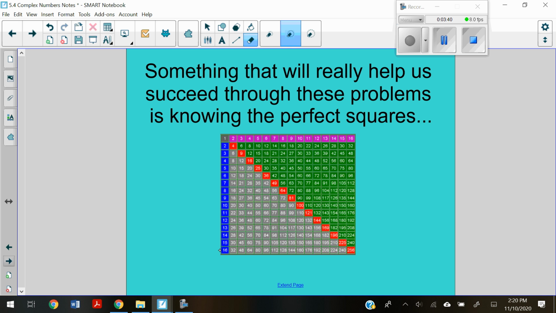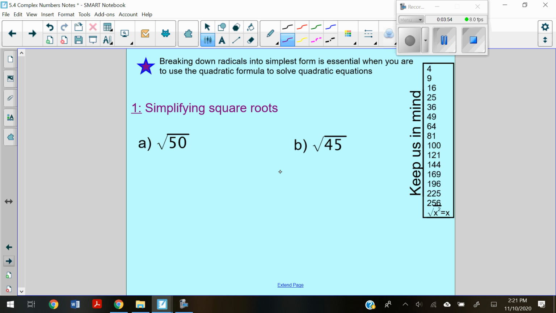All right, don't forget, it's really helpful to know your perfect square roots. Those are these red numbers here in the middle. So if you don't know your perfect square roots, you will want to jot them down. I have them written over here on the side. So maybe put this in a special spot, in a notebook, on a piece of paper, inside your binder, anything like that.